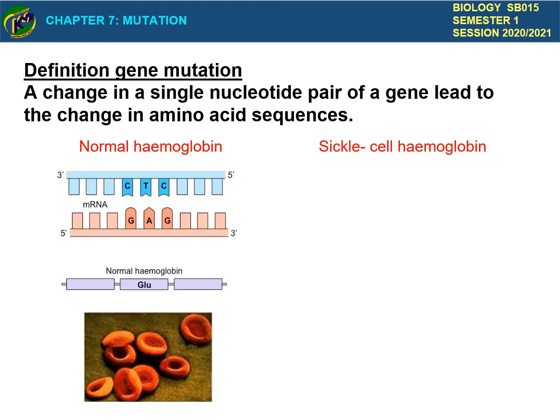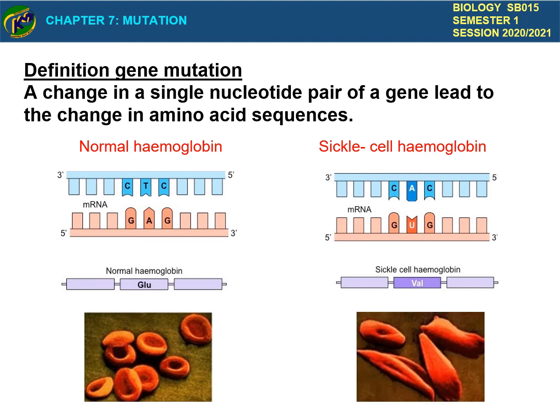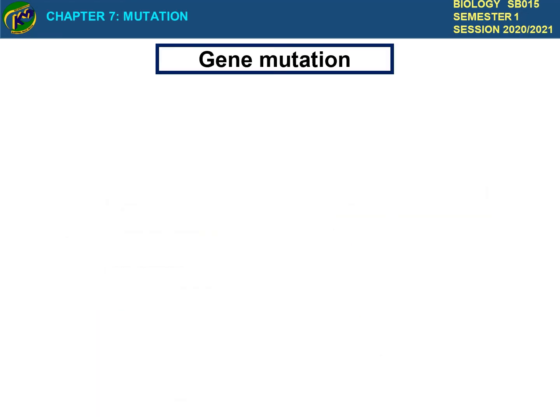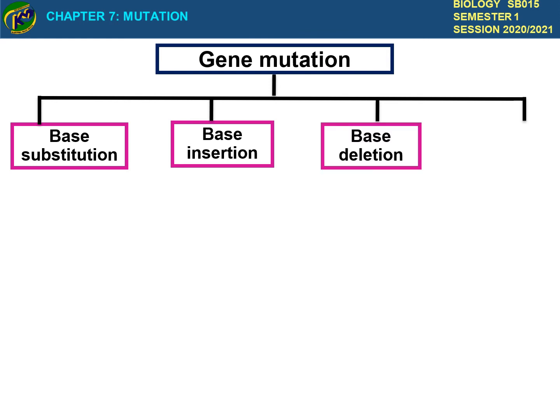But for the sickle cell hemoglobin, mutation occurs when thymine is replaced by adenine. Therefore, the base triplet is CAC. During transcription, this base triplet will be transcribed to codon GUG that encodes for amino acid valine. Therefore, the shape of the red blood cell is abnormal, which is sickle shape. Gene mutation is classified into base substitution, base insertion, base deletion, and base inversion.